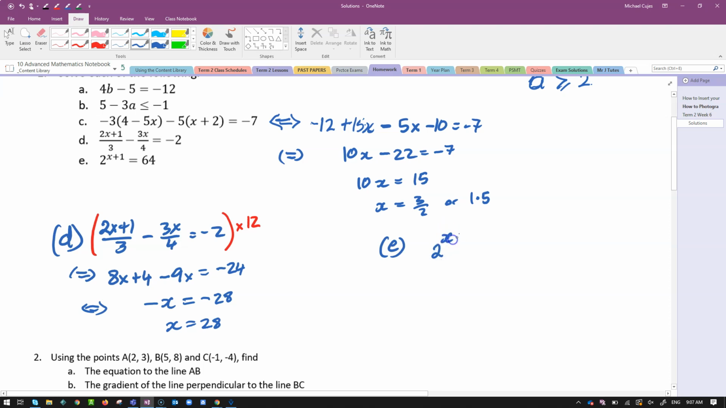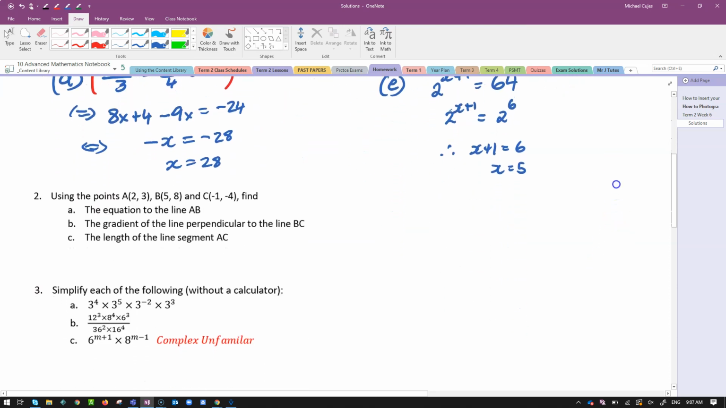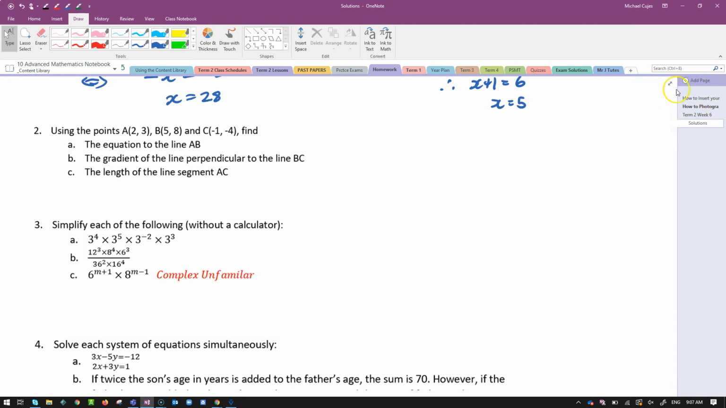2 to the x plus 1 equals 64. Remember I said there are some numbers you need to recognize as powers. 64 as a power of 2. You might not know it's the 6th power, but you can do it on your fingers quickly enough, can't you? 2, 4, 8, 16, 32, 64. Oh, I'm up to my thumb. That's 2 to the x plus 1 equals 2 to the power of 6. Therefore, x plus 1 must equal 6. X is equal to 5. And you're done. All right, insert a bit of space here, and we are on to question 2.